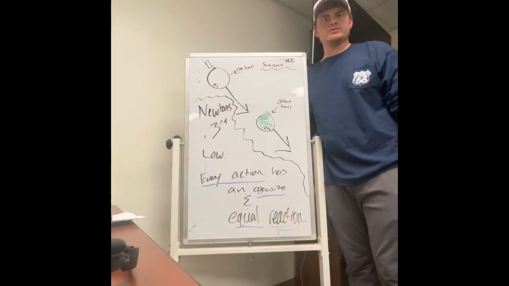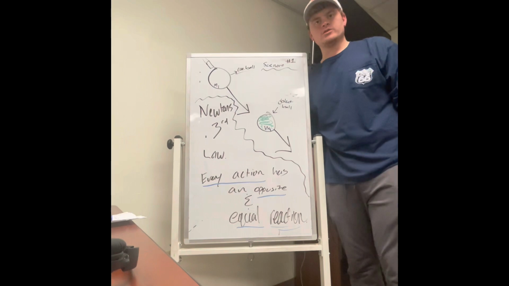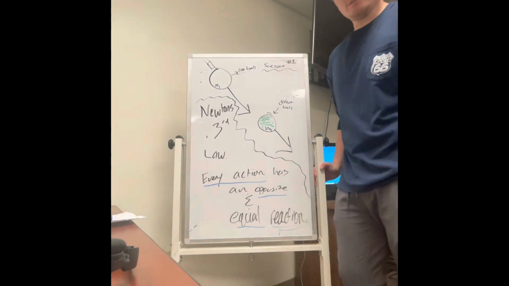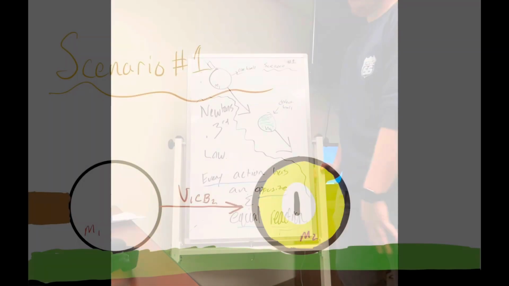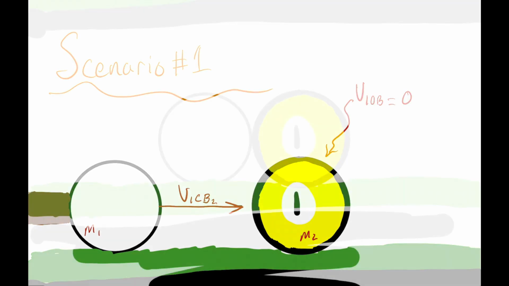In the first scenario, Newton's third law of motion is presented. The third law of motion states that for every action, there's an equal and opposite reaction. Since m2 starts at rest, its velocity will be equivalent to 0. m1 will gain a velocity of v1 cb. This causes m1 to act in the positive x direction.